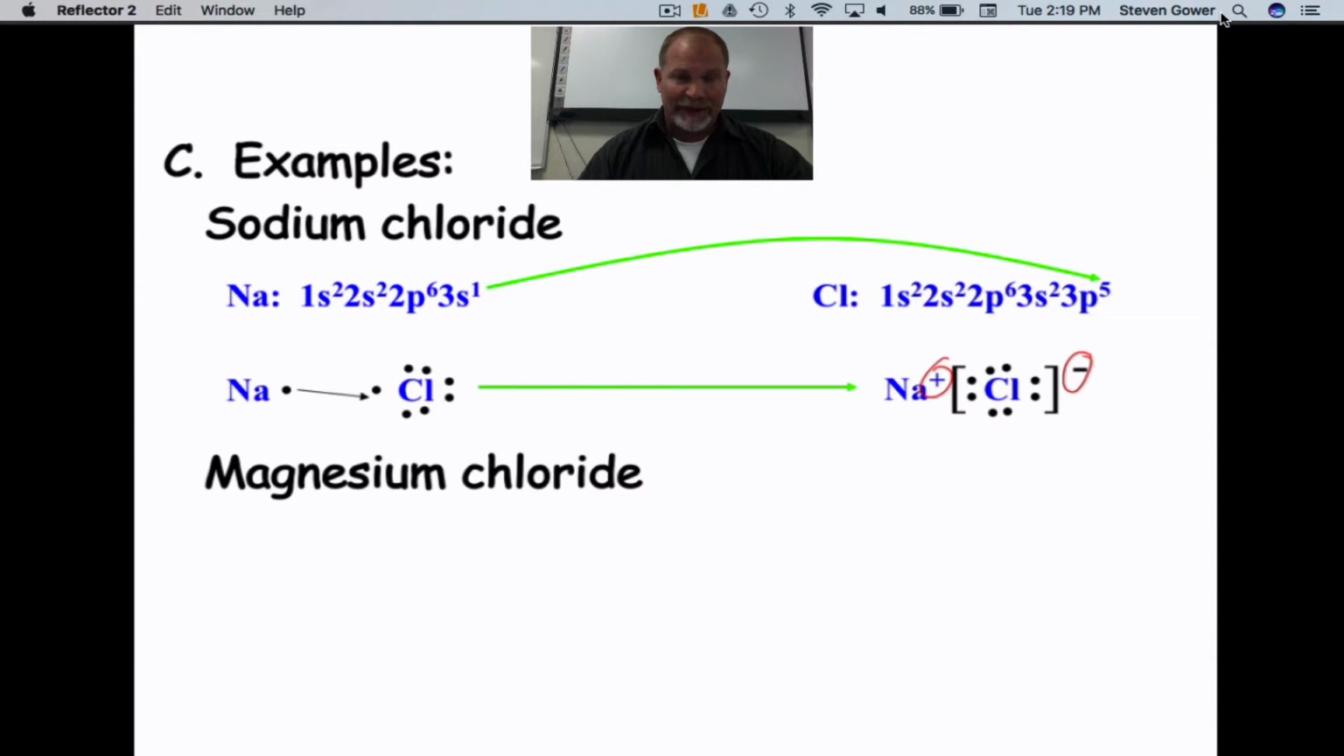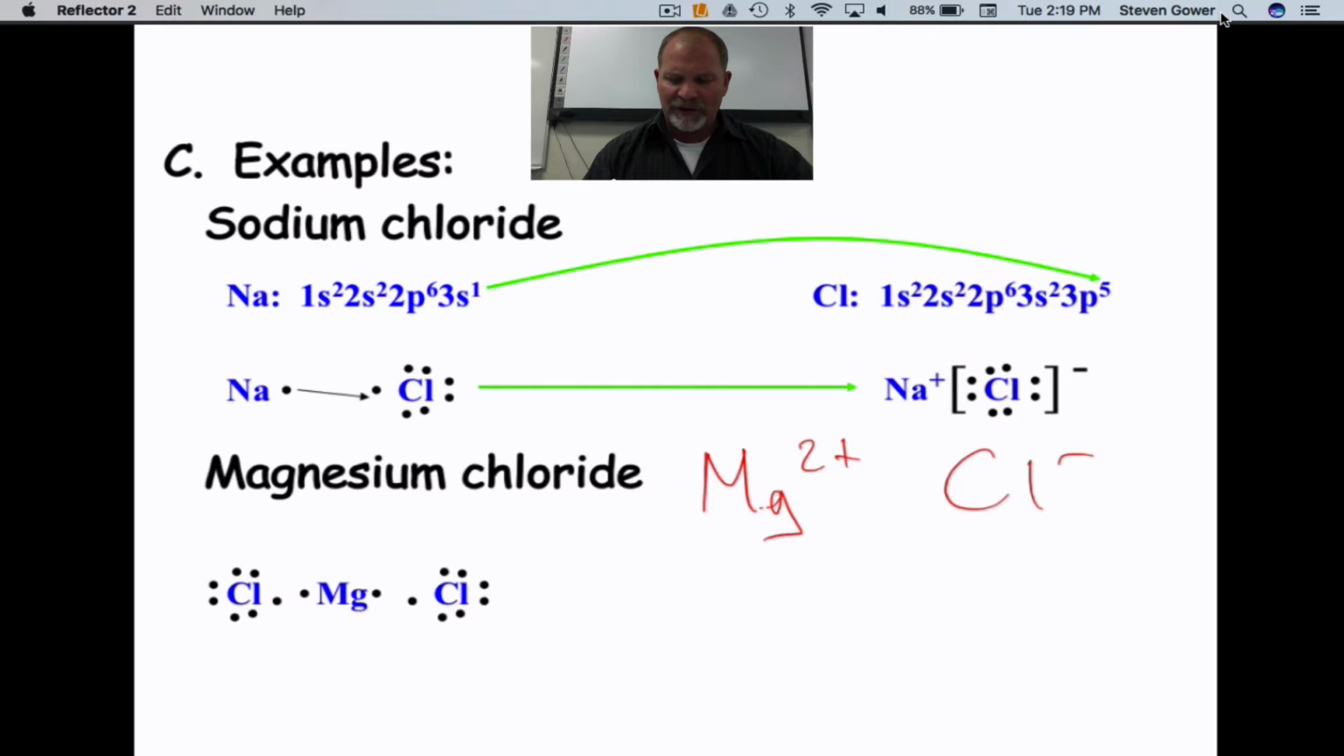Doing the same thing for magnesium now. Magnesium, 2 valence electrons, has 2 it wants to give away. As 1 chlorine comes in and says, no, I'll take 1 of them, and the second chlorine comes in and says, I'll take another 1 of them. Now, we already know the formula because Mg is a 2+, and my chloride is a -1. So I already know the formula is MgCl, and I need 2 of them to zero it out.